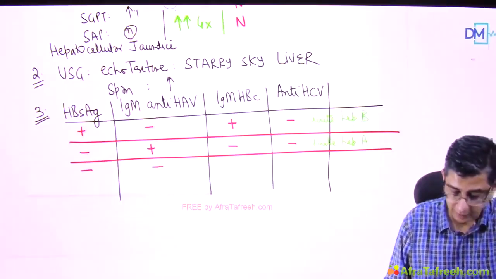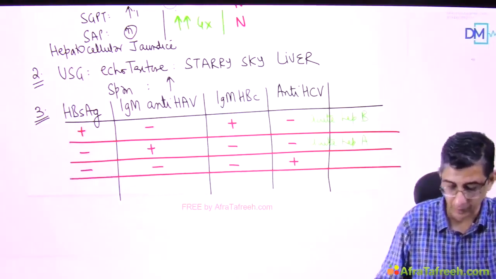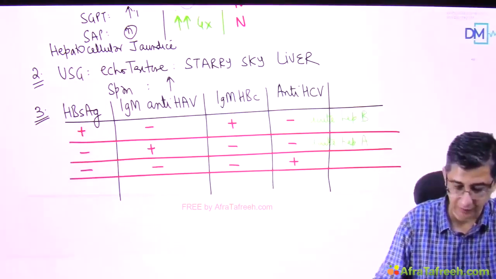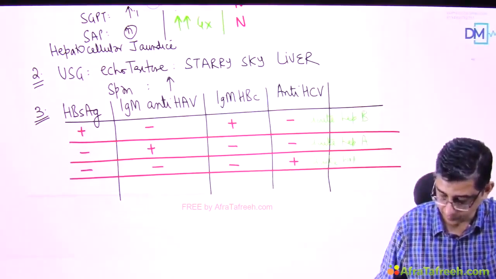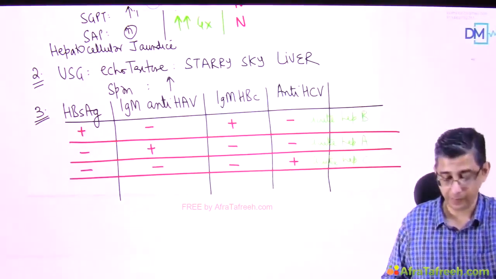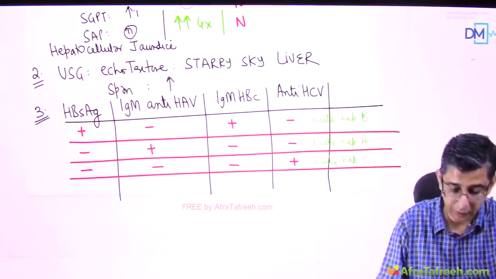The next possibility is that only antibody to C antigen is positive. This means that the patient is having acute hepatitis C, a recently acquired infection. The third possibility is that all of these tests are negative.